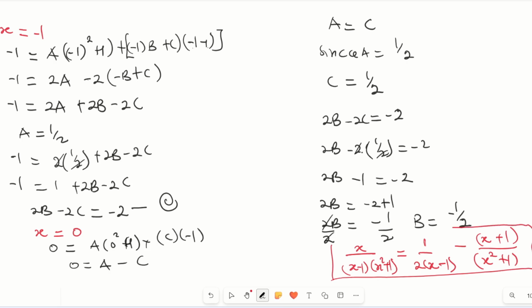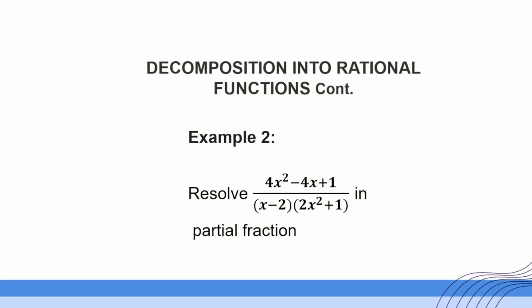That implies that we have been able to put it in a form that is simpler for us to work with. So we can as well put 1 here, or since it is in a bracket, we can also ignore. So 1 over 2(x minus 1) minus 1 over 2 multiplying the expression (x plus 1) over (x² plus 1). This is resolved using the decomposition of partial fractions. So basically, we've gone through the process to resolve a partial fraction.